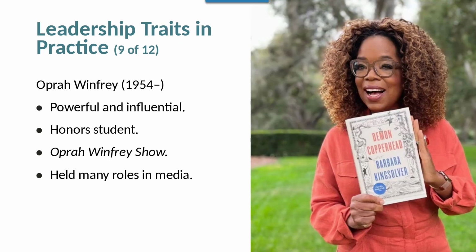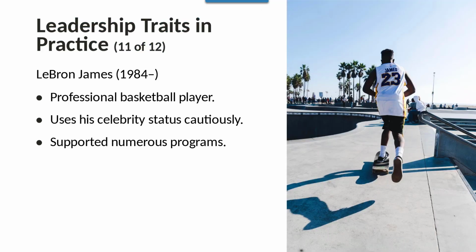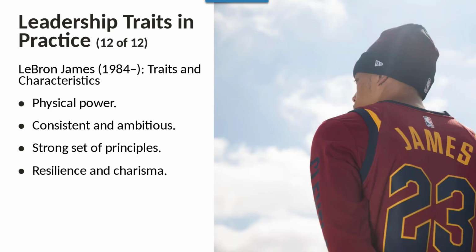Also with a unique personal style, also still alive, and this is taken from her website and her book club, is Oprah Winfrey. Powerful and influential, was an honors student, known for the Oprah Winfrey Show and her many roles in media. Excellent communicator, intelligent and well-read, spontaneous and expressive. Another still living great is LeBron James, professional basketball player, uses his celebrity status cautiously and supports numerous programs. LeBron James is known for his physical power, but his consistency and ambition were also notable, right?